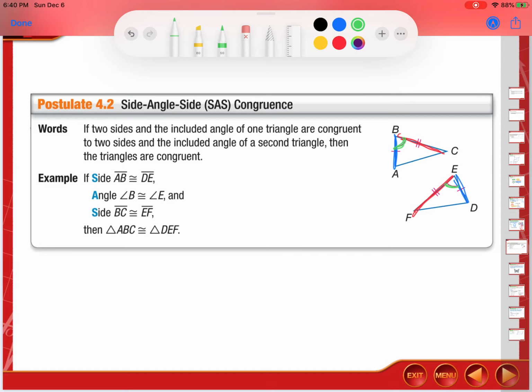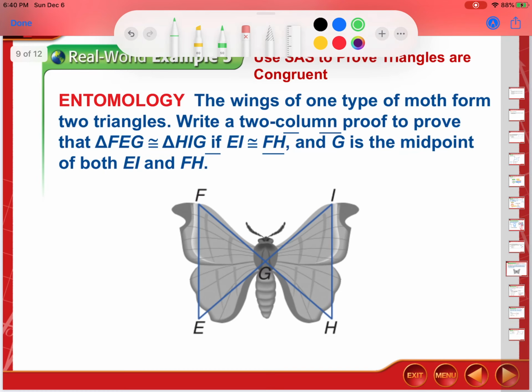So if in a row you have a side, then an angle, then another side that are congruent across both triangles, so the corresponding parts are congruent in each case, then you have a congruent triangle. That's what the side angle side theorem says. In their words, if two sides and the included angle of one triangle are congruent to the two sides and the included angle of a second triangle, then the triangles are congruent. All right. I would draw these pictures in your notes. I think they're helpful.